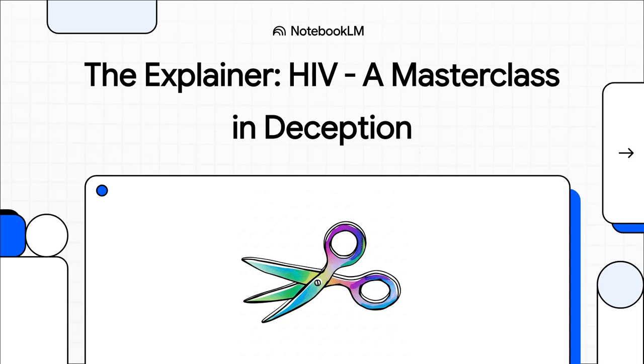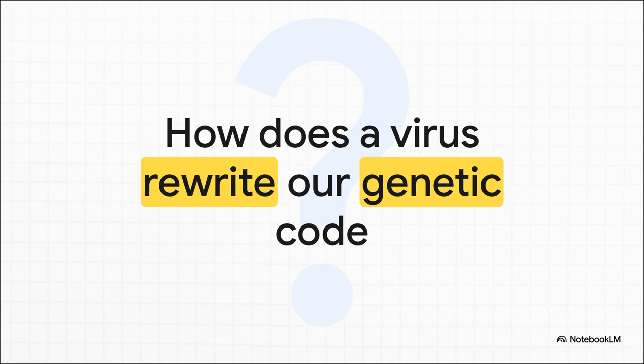Today, we're going to dive deep into a virus that has had a truly massive global impact, the human immunodeficiency virus, or HIV. It is, without a doubt, a master of disguise, deception, and biological sabotage. To really get a handle on HIV, we have to start with a pretty mind-bending question. How on earth does a virus manage to break one of biology's most fundamental rules and literally rewrite our own genetic code? The answer to that question reveals a strategy that's as rebellious as it is ingenious.